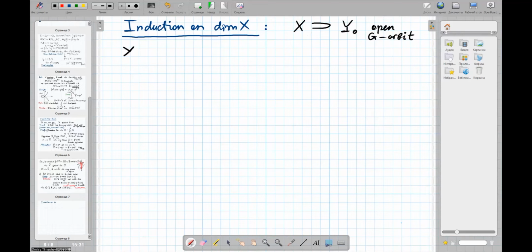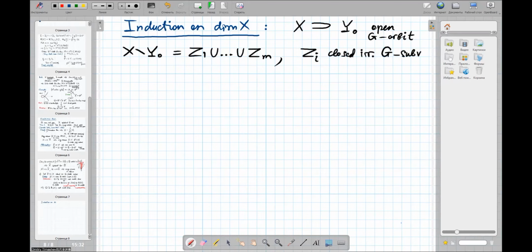The complement of this open G orbit is a union of irreducible components, Z1, etc., Zm, where these Zi's are closed irreducible G-stable subvarieties in X of smaller dimension.